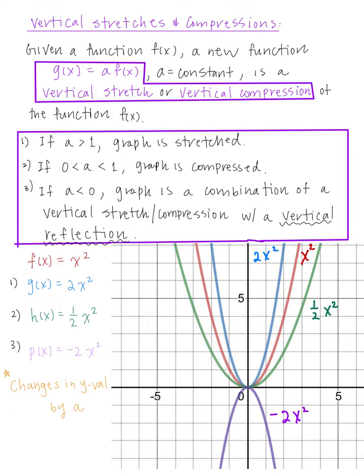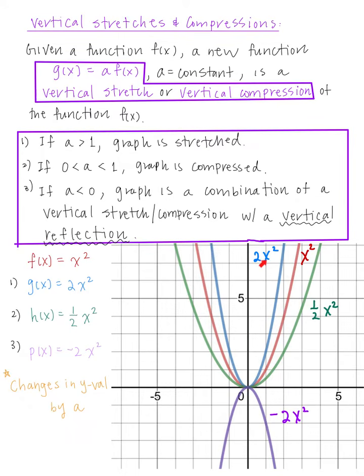So here, I already drew the graph just to show you what it means for the graph to be stretched or compressed. Let's take a look at our mother graph, y equals x squared. That's this red graph right here. Now let's look at our g of x. G of x is 2 times x squared. So 2 is bigger than 1, so this will be case 1. Let's observe the blue graph. This blue graph right here is y equals 2x squared, which is our function g of x.